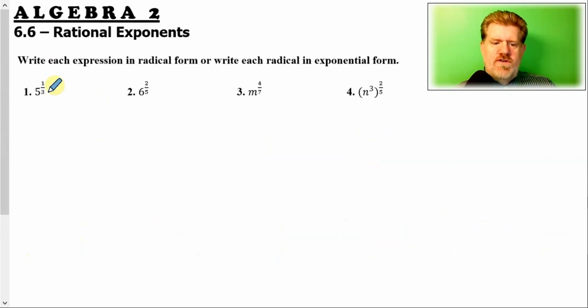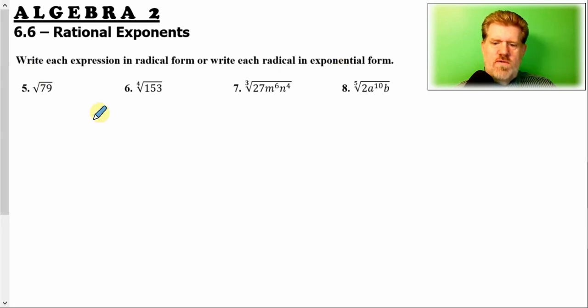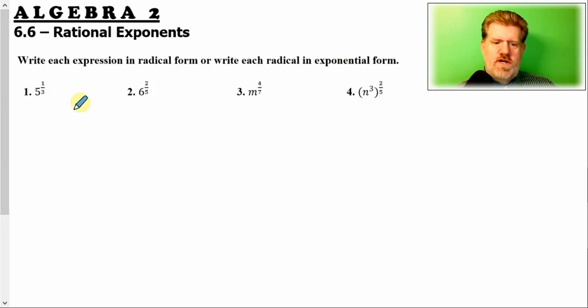So I'm going to ask you to write these in the other form. If they are rational, let's write it as a radical. And if they are radicals, we're going to write them as a rational. So here's what I mean. 5 to the 1/3 equals, the denominator is 3. Exponent is 1. It's the cube root of 5. That's all that it means.